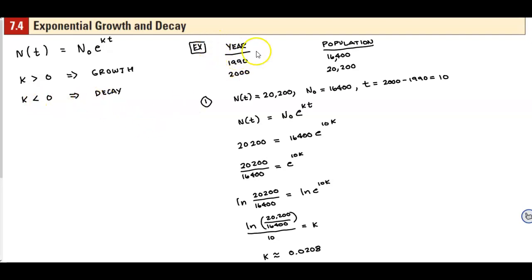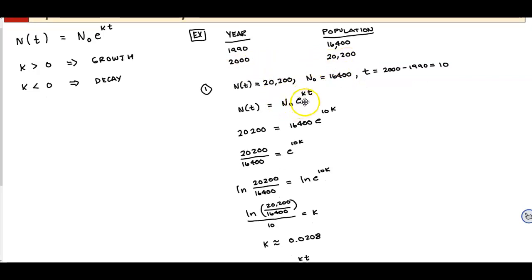So, for example, let's say that in the year 1990, the initial population is 16,400. And then in year 2000, it has grown to 20,200. So, if we wanted to solve for k, given this information, well, we know that N of t, meaning the population in 2000, is 20,200. N naught, or the initial population, is 16,400. And to find the time t, you're going to take 2000 and subtract 1990, which gives us 10 years.